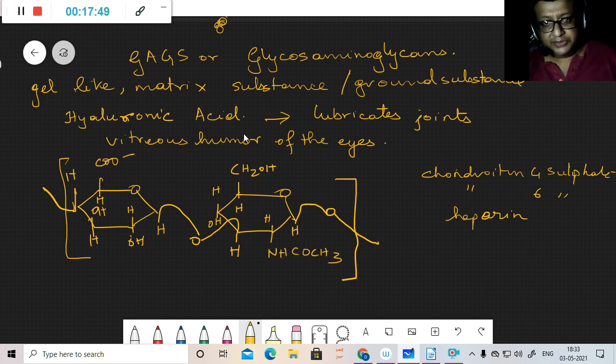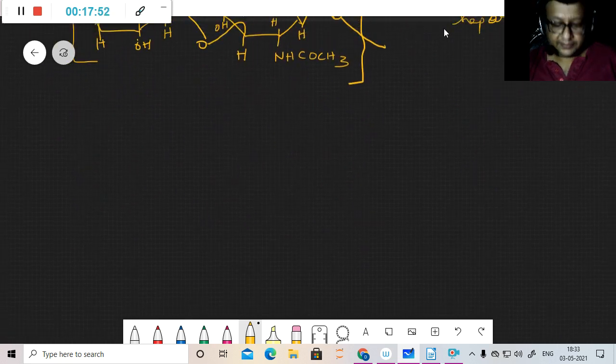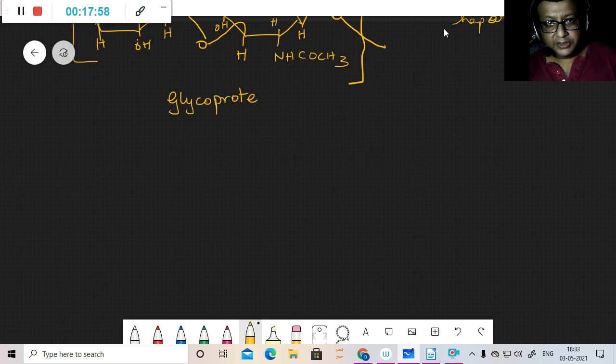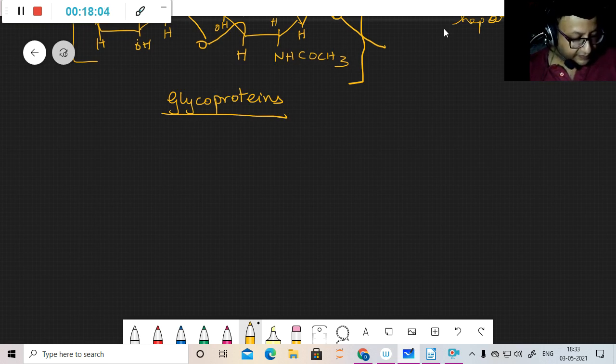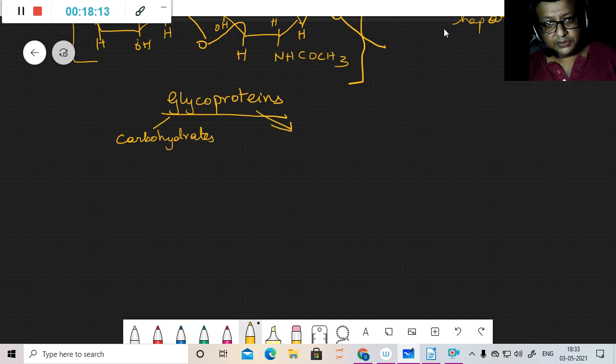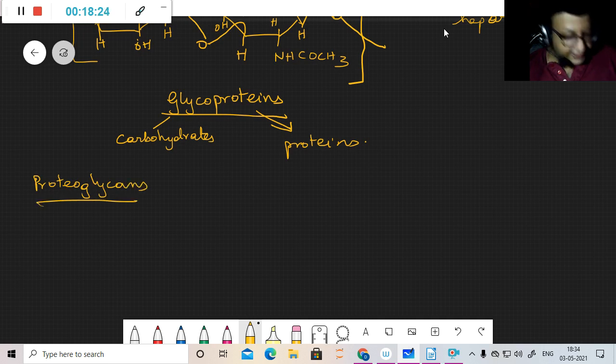The next part which we will go on to now is glycoproteins. Glyco means carbohydrates, and of course proteins are proteins. First important among them are proteoglycans. They resemble the structure of a bottle brush.